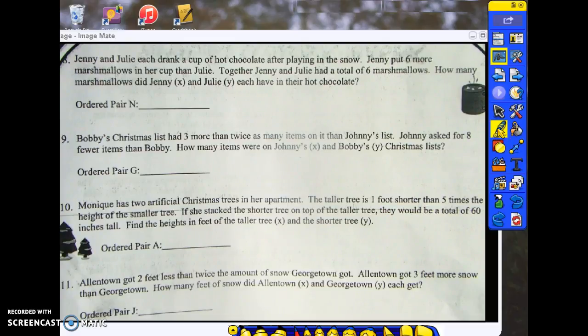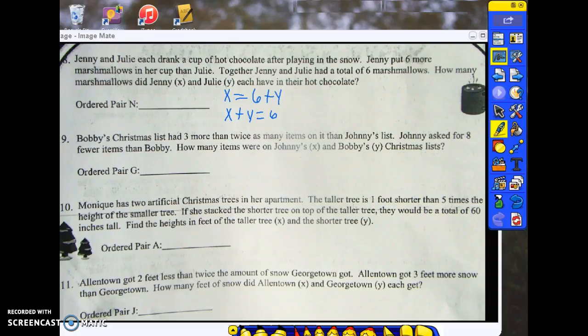Jenny is represented by X. She had 6 more than Julie, so that's 6 plus Y. Together, Jenny and Julie had a total of 6 marshmallows, so Jenny plus Julie equals 6. The way this is set up, it's going to be easiest to substitute.